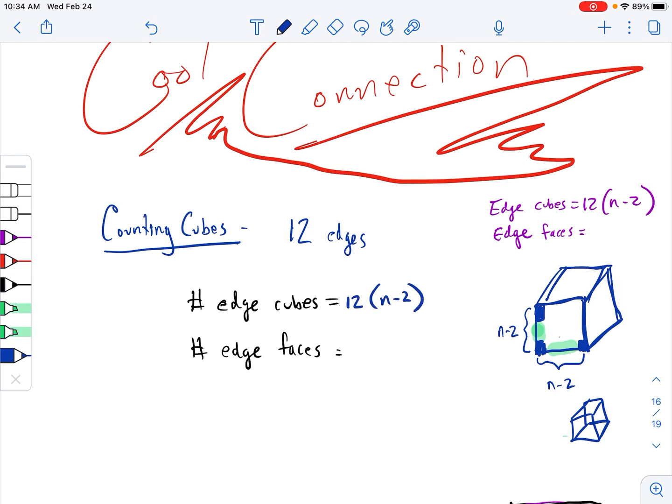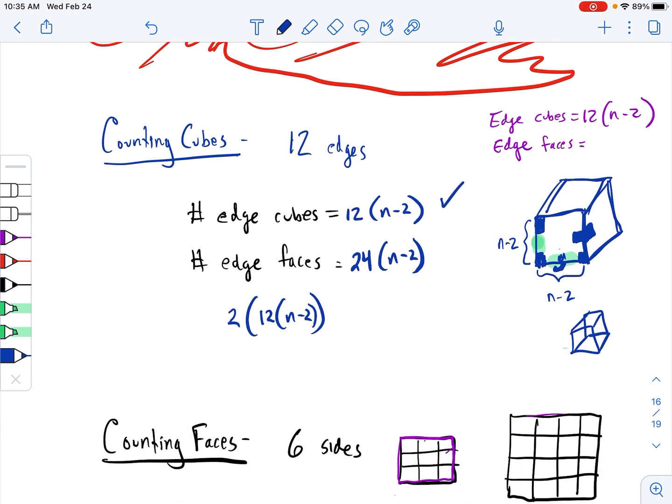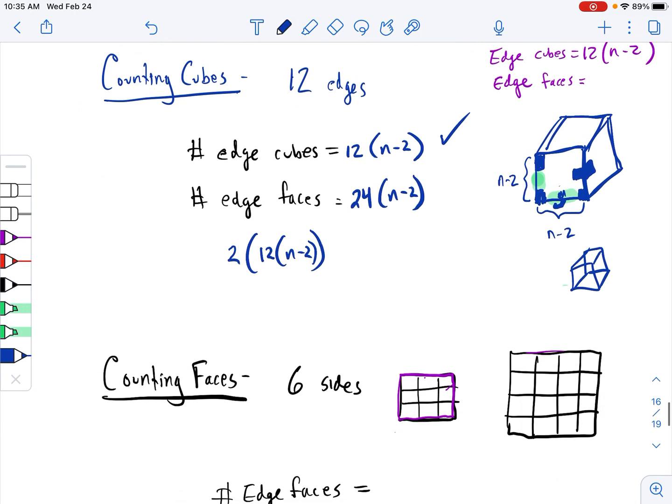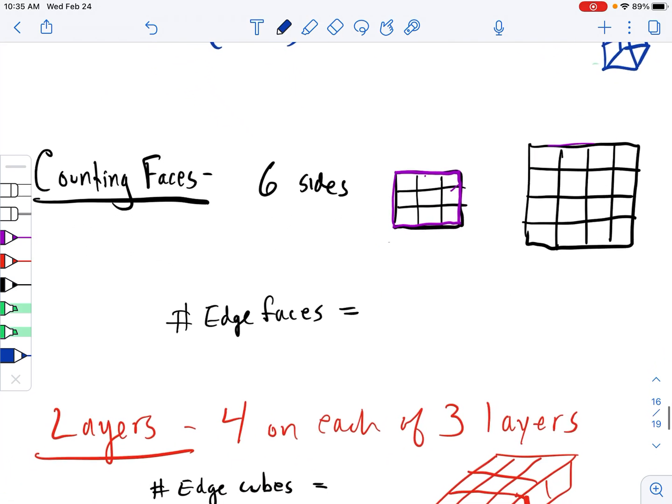Now each edge gives me 2 faces. So each edge cube, right? Because the edge cube sits on here and then also goes around the side, and so, for example, the edge cube's sitting here and it also has a face right here going back that way. So I'm going to do 2 times 12 times n minus 2. So that's going to be 24 times n minus 2. All right, now let's approach it differently. So at least I confirmed that. That's good. But now let's look at it using the counting faces method.